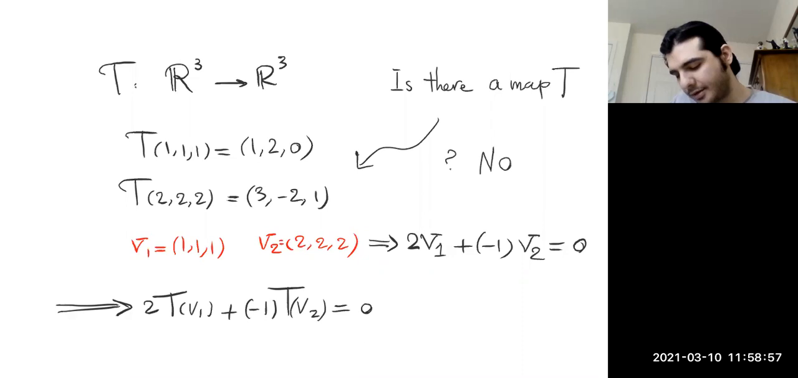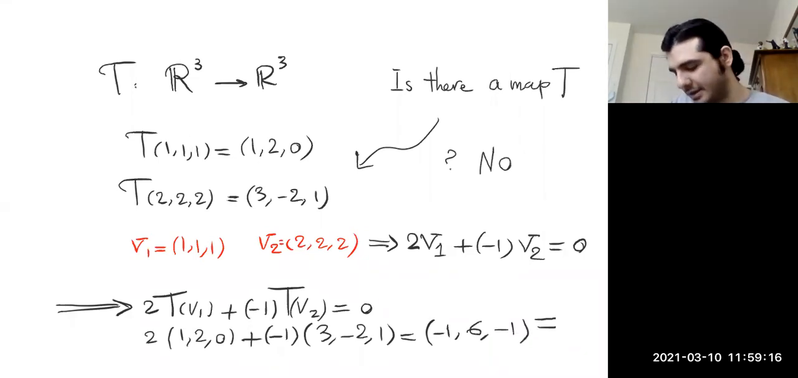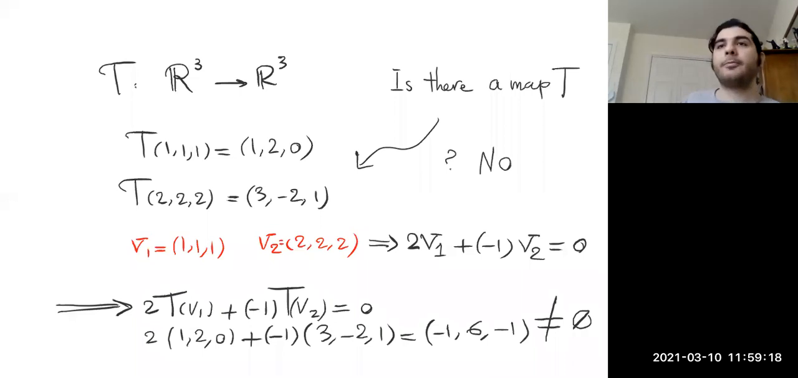But is that correct? 2 times T of v1, (1, 2, 0), plus -1 times T of v2, (3, -2, 1). What is that? Well, that's 2 minus 3, that's -1, 4 plus 2 is 6, and then -1. This is obviously not the vector 0. So the answer is no.